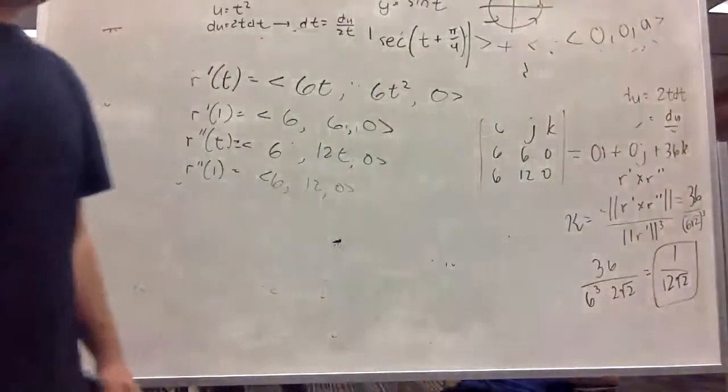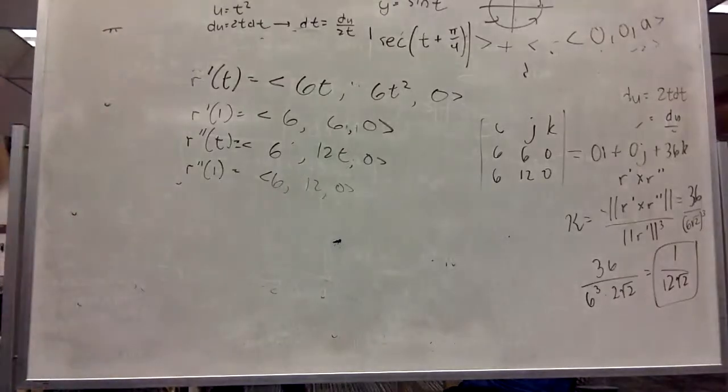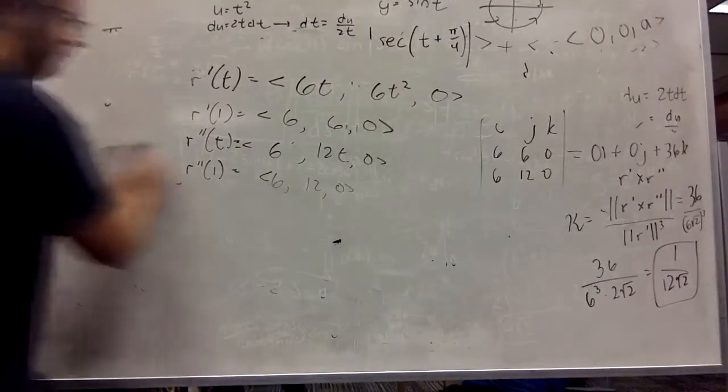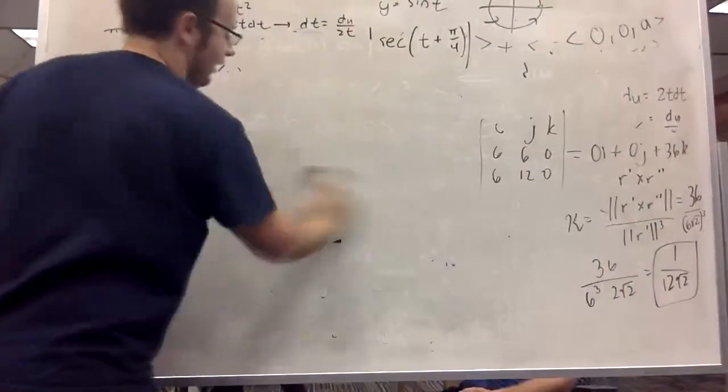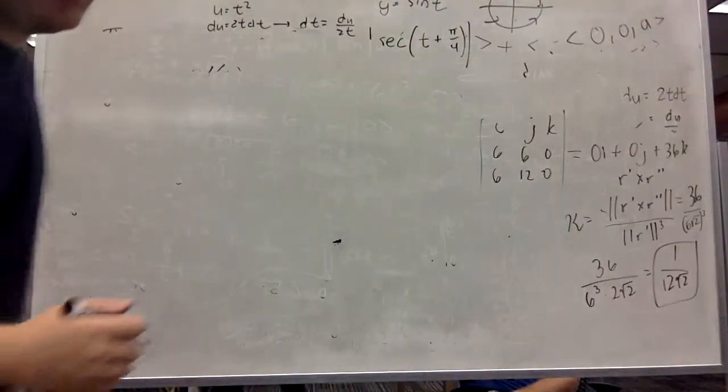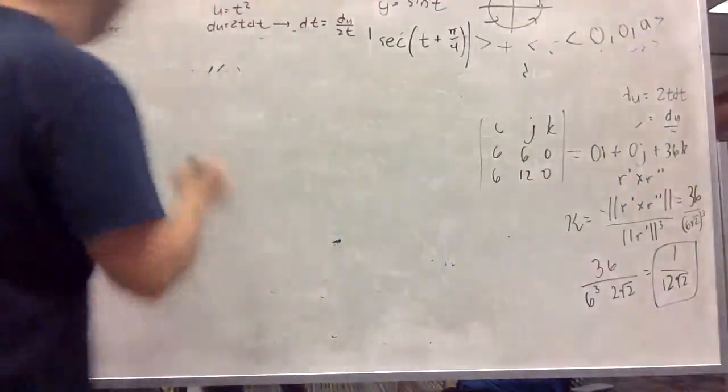This one's kind of annoying because I didn't specify at a particular point, did I say at t equals 4 or at t equals 0? I didn't do that. That makes it a little more nightmarish than usual. So 2 cosine t, 3t, 2 sine t.